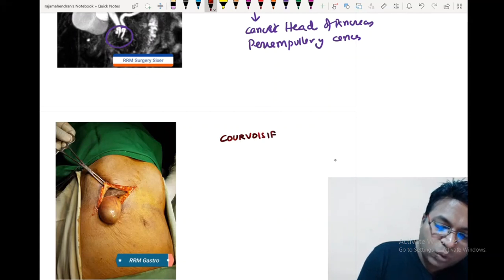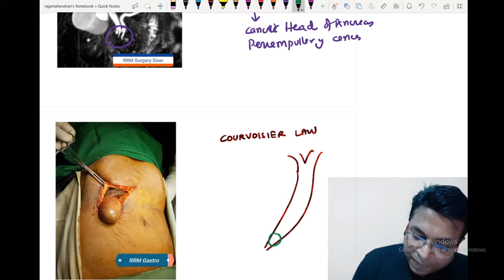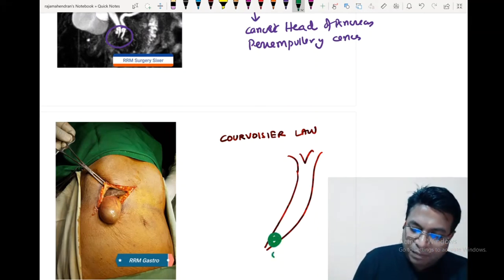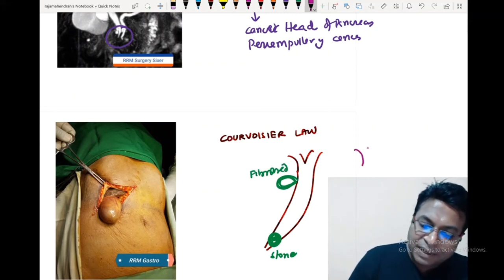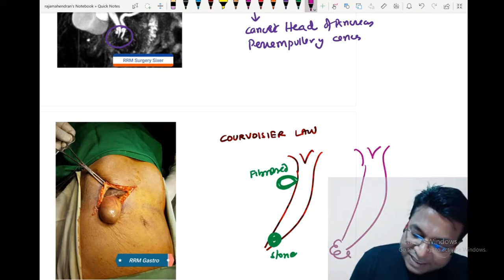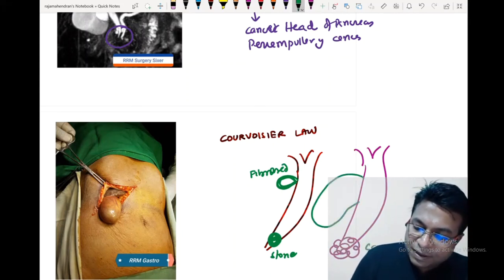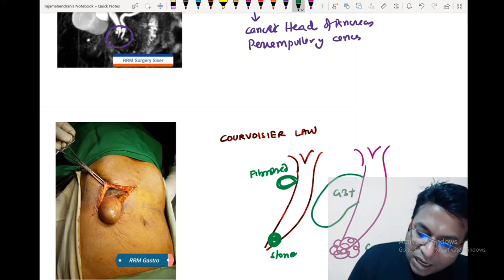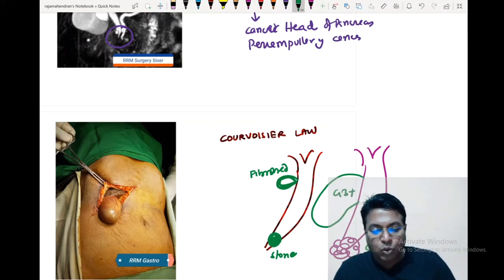So this is Courvoisier law. I want you to know what Courvoisier law is. If the bile duct is obstructed by a stone, please remember, the gallbladder will not enlarge because it is already fibrosed. But if it is obstructed by some cancer in the distal place, the gallbladder will enlarge. Cancer cases, gallbladder enlarges. If it is due to stone, the gallbladder will not enlarge. This is a simple Courvoisier law.